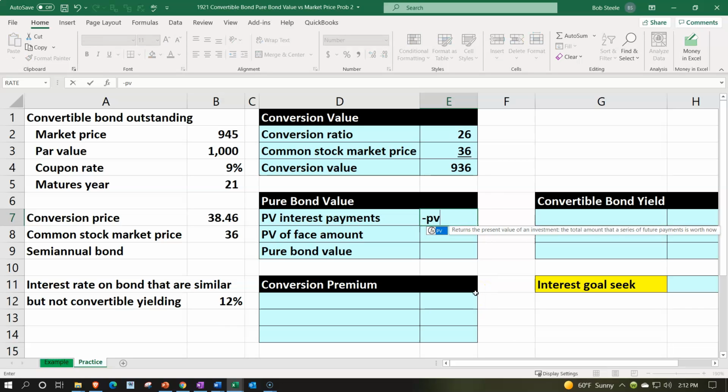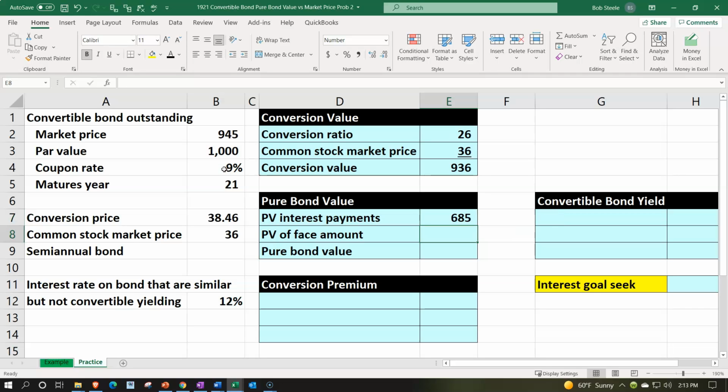It's going to be negative present value, shift 9. The rate is going to be what we're going to assume the market rate to be for similar bonds. That would be the yearly rate, but this is semi-annual, so we have to divide it by 2 because we need the 6-month or half-year rate, comma. The number of periods is going to be the 21, but that would be for years, and we need twice that for 6-month or half-year periods, so times 2. And then the payment is going to be the $1,000 for the par value times the coupon rate of the 9%. But once again, that would be the yearly rate, and we need the 6-month or half-year rate, so we'll take that divided by 2.